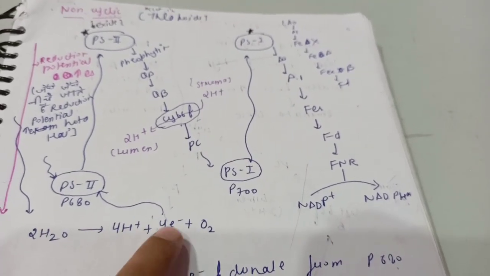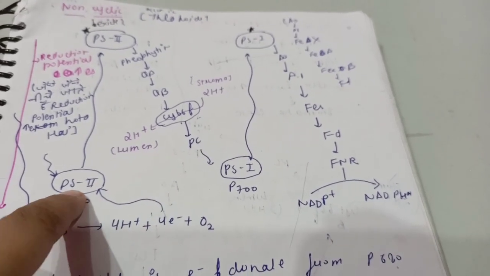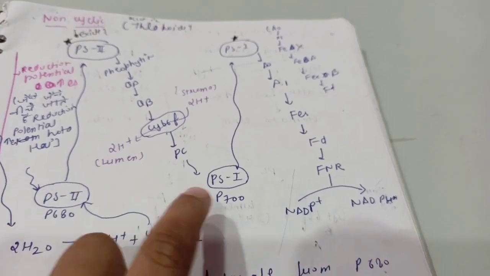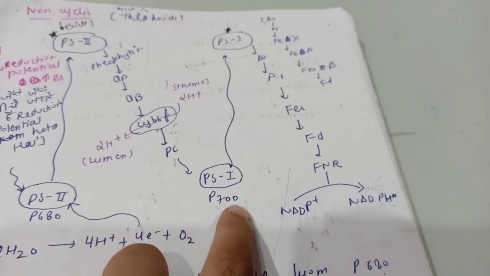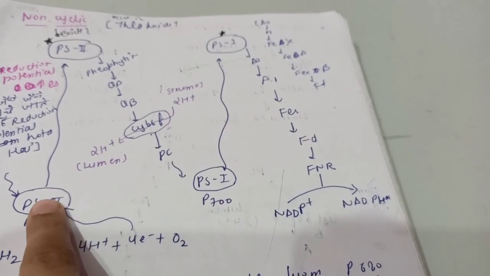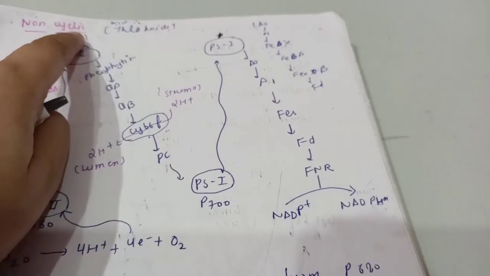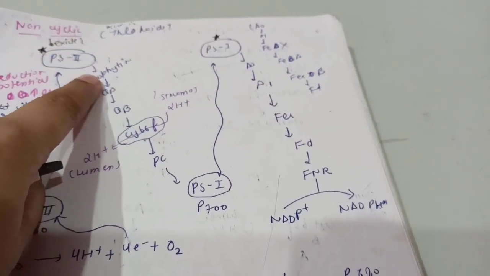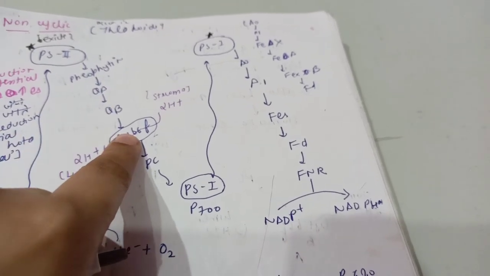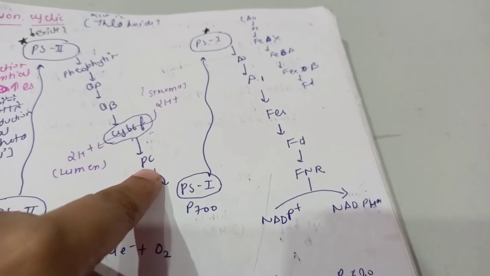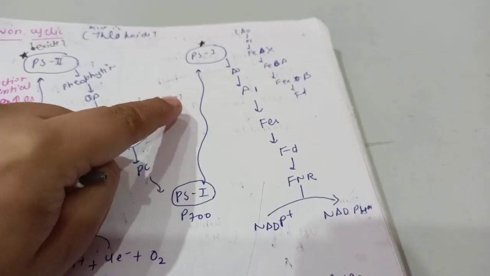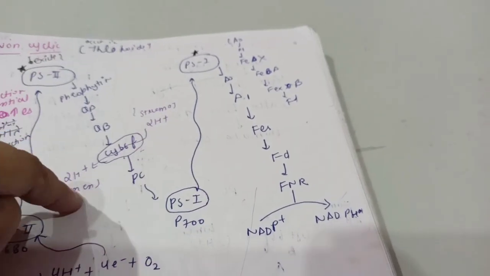Now the electrons first go to PS second. PS second is also known as P680, and PS1 is also known as P700. So the electrons will firstly go to PS second. It will get excited, and then it will get transferred to pheophytin, then plastoquinone A, plastoquinone B, cytochrome B6F, then plastocyanin. In the cytochrome B6F, 2H plus ions also come from stroma to lumen.